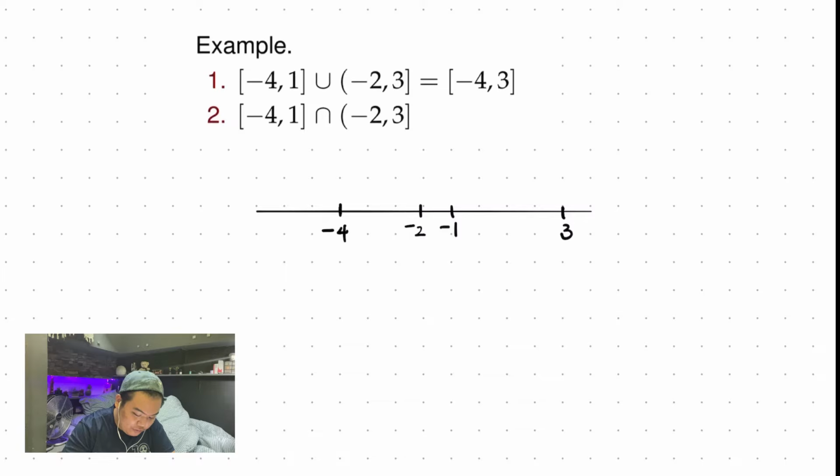So, negative 4, 1. Wala palang negative 1. Negative 4, 1 pala. Asan si 1? Negative 1, 0, 1. Kunwari yan siya. So, negative 4, 1. Siya yung pink. And then negative 2, 3. Kasali si 3.